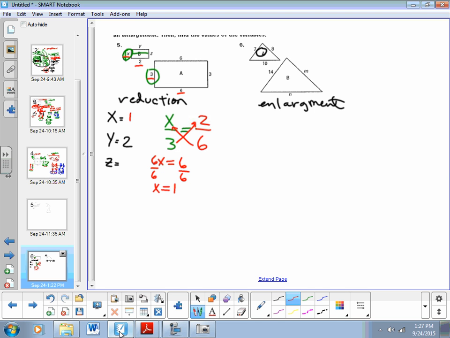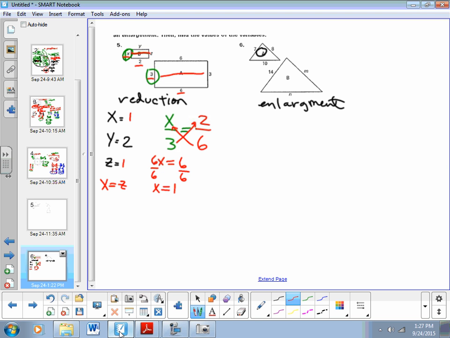X is 1. Now, Dominic, you said something about x and z. What do you know about x and z? Same. It's a rectangle, isn't it? X is equal to z. Therefore, if x is 1, then z is 1. Do you guys notice I'm using the if and then when I'm saying stuff? That's all those conditional statements. I have all the answers for the variables. Okay?